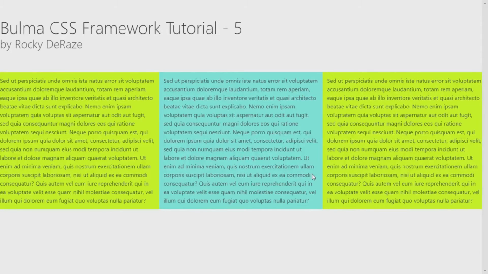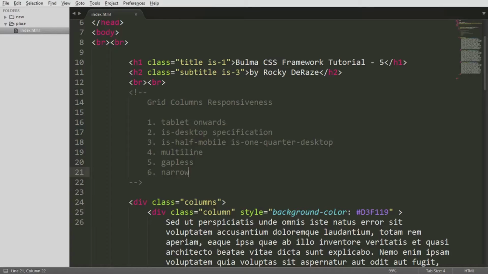In this tutorial, we'll be continuing the grid columns which we were talking about in the last video. If you have not checked it out, check it out and come back to this video. So in this video, I'll be talking about the responsiveness of these grid columns. So let's head out to our code immediately.